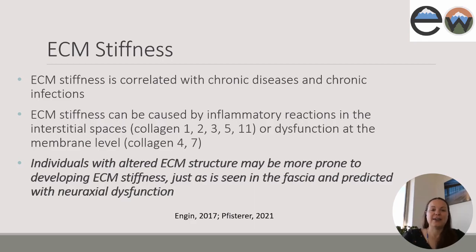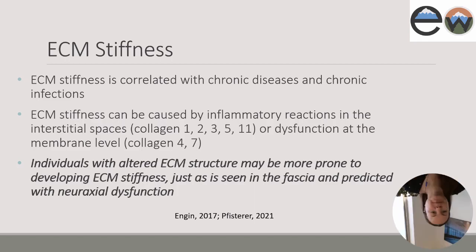So individuals that have an extracellular matrix structure problem, again, whether it's proteoglycans, laminins, and this is, again, why it's been so difficult to figure out what somebody's HEDS is, because there are so many things in the matrix itself. Then those individuals might be more prone to developing the stiffness that leads to chronic dysfunction, if not helped and treated. Just like we see in the fascia, and it's predicted when we talk about neuraxial dysfunction and these plumbing problems as well.